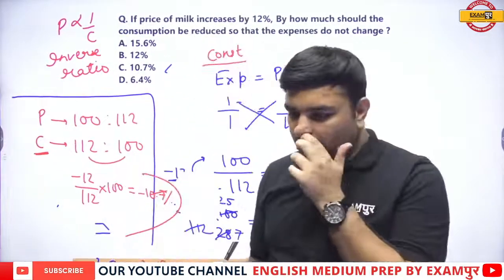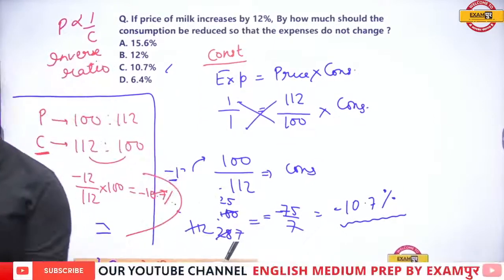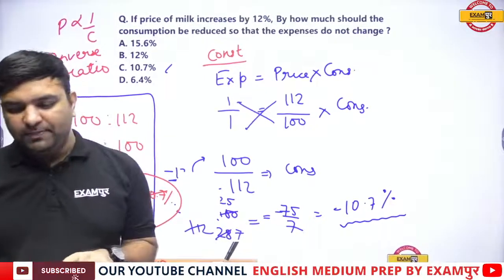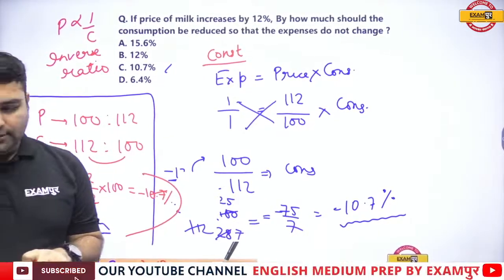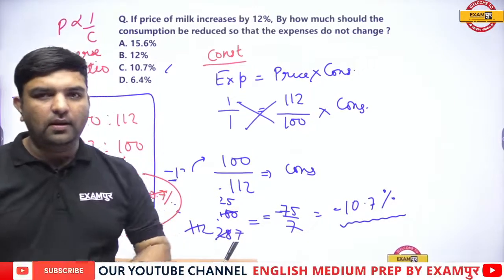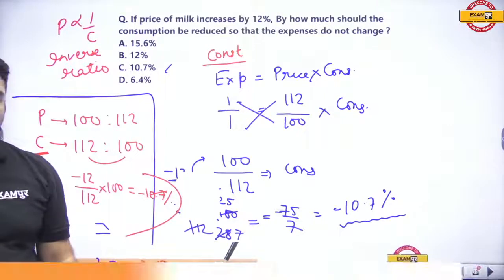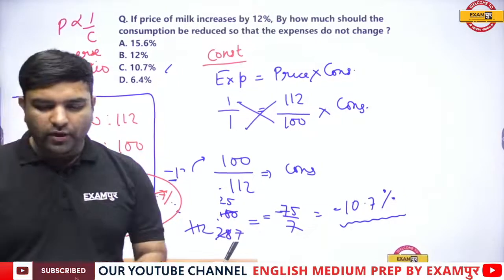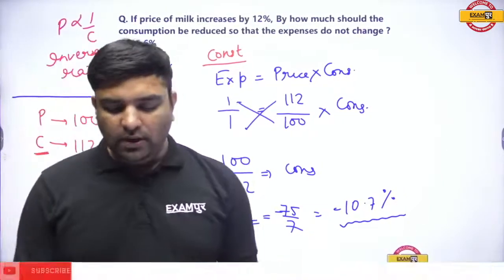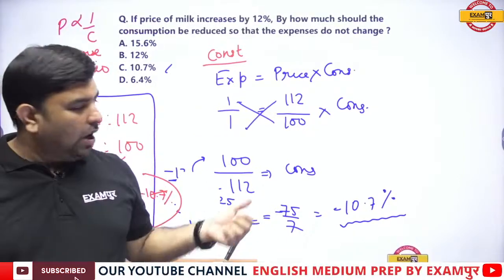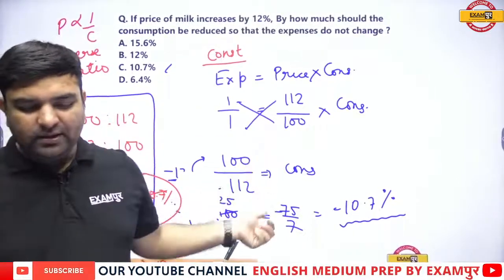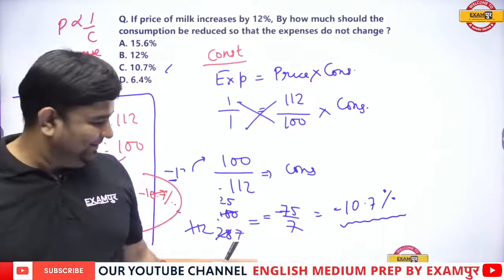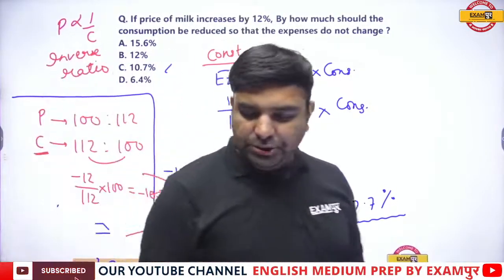Is it clear? Again, we got the same answer, guys. So that inverse ratio concept is applicable wherever the expenditure is constant. Wherever the expenditure is constant, we can also apply the inverse ratio. However, this method is better because it's applicable everywhere. Its applications are huge.